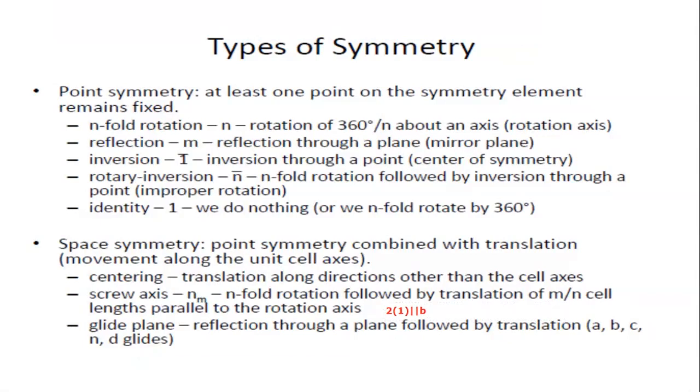We have the face glide planes, which is an A glide perpendicular to B. What that would mean is you would reflect in the BC plane, and then you would translate along the B axis. And we'll talk more about those in just a minute. But these are additional, what we call space symmetries. So it's combining point symmetry and translation.